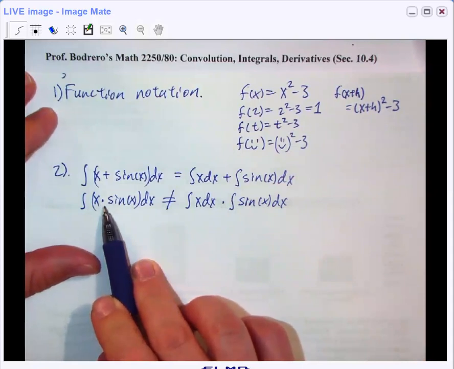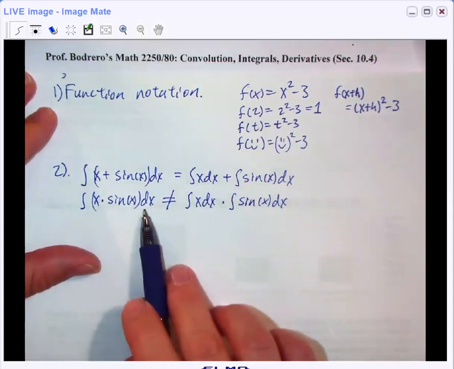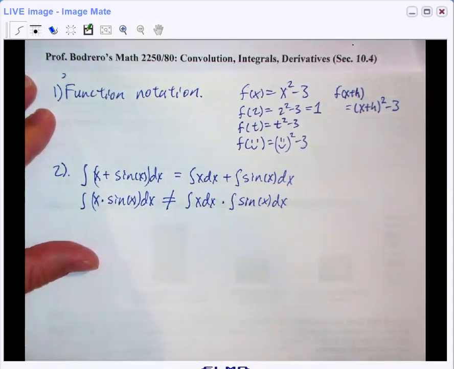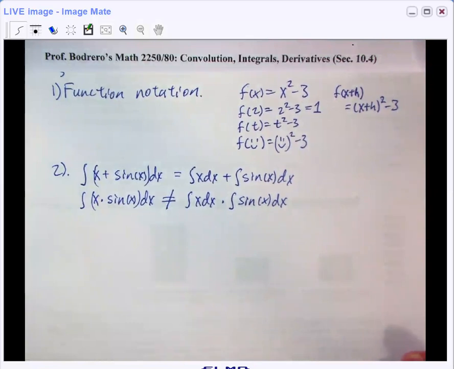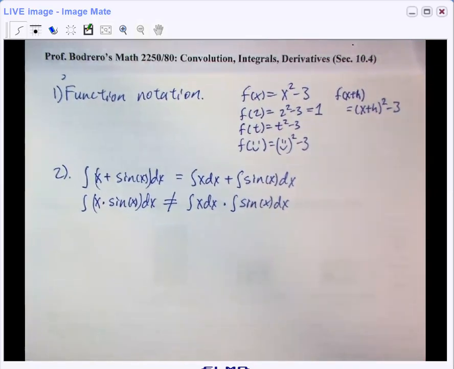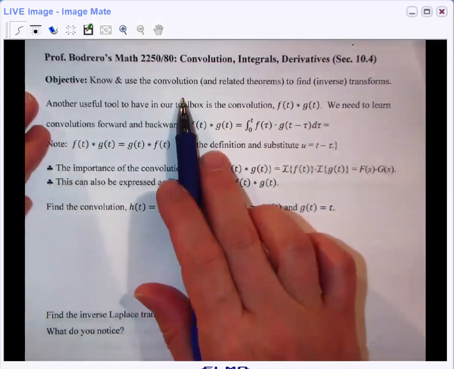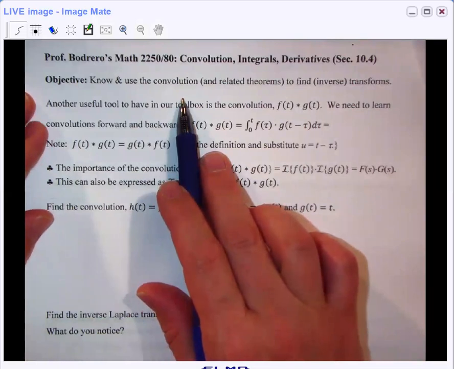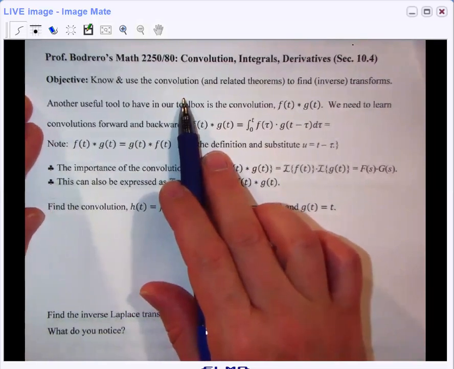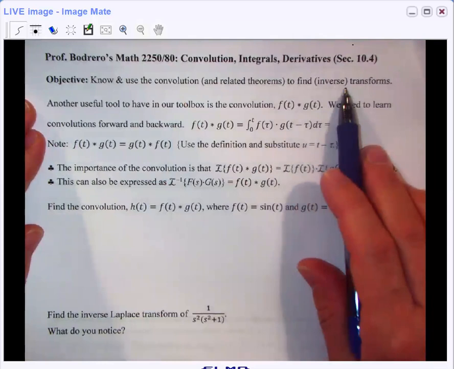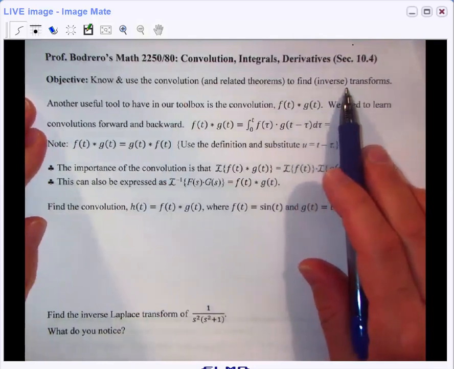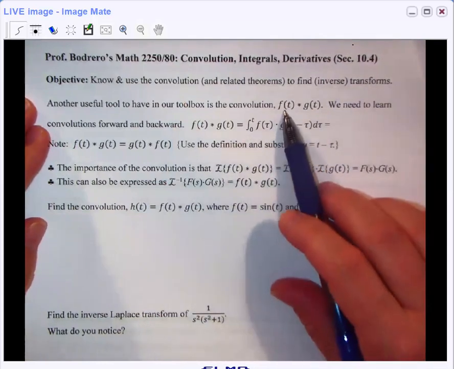And that's actually a main thing that we're going to talk about today, is how we can work around that with convolution and our differential equations in the Laplace transform. All right, so with that under our belt, we're now going to introduce the convolution and some of its related theorems and how we can use this to find Laplace transforms and inverse Laplace transforms. Okay, so this is the tool we'll be talking about.